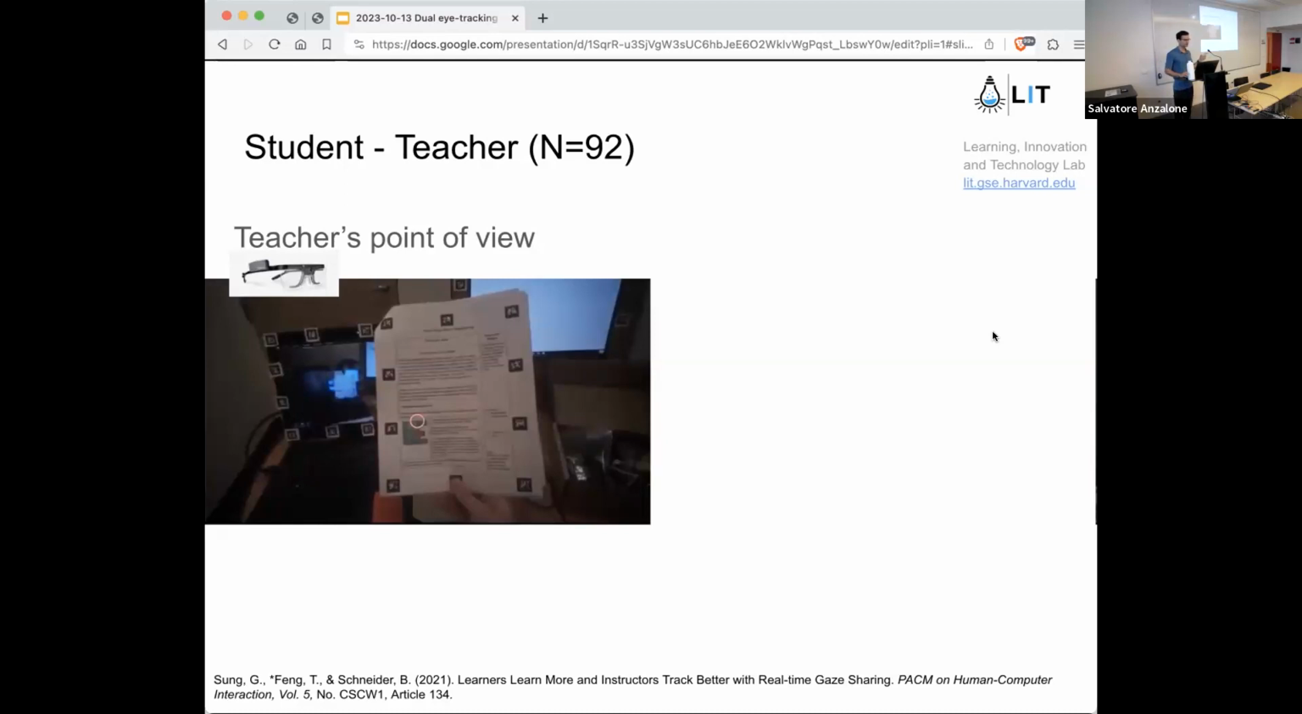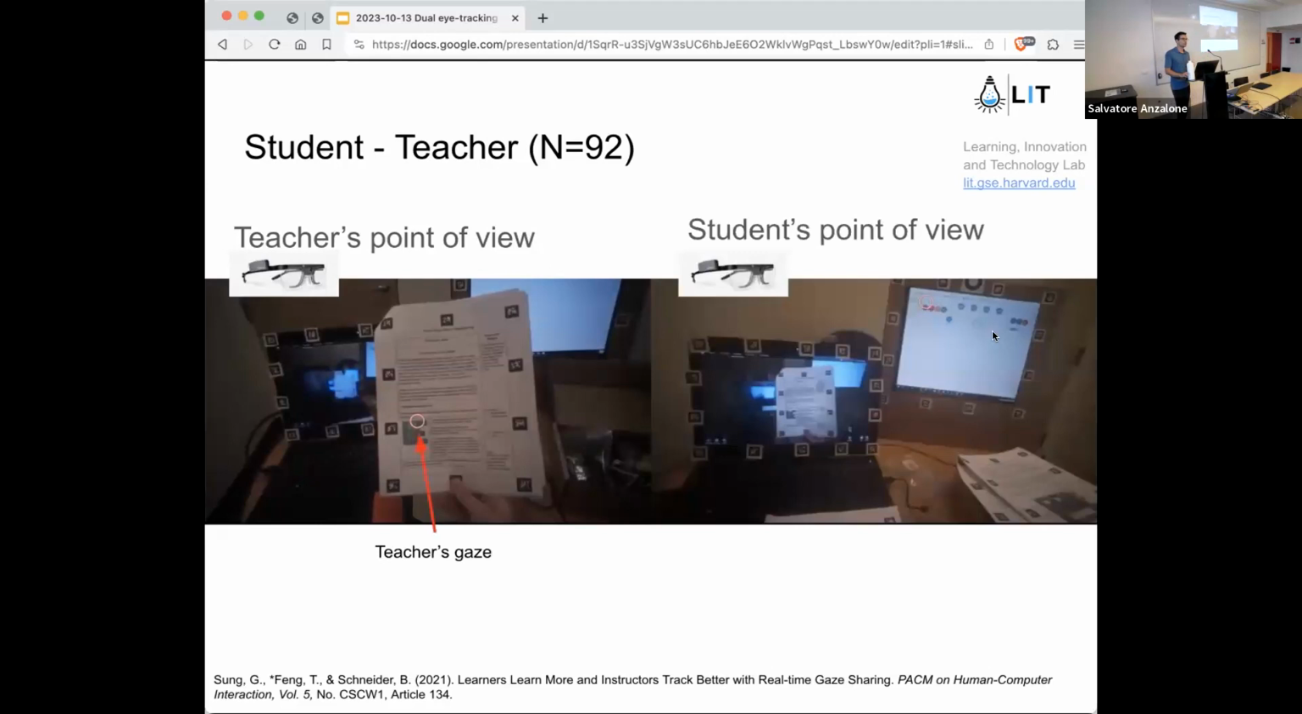This is the teacher's point of view. The teacher had a handout that they could follow if they wanted to. And this is the gaze in the eye tracking data. This is the student point of view, and you can see that the student has a laptop here. And the student can see the gaze of the teacher on the laptop. So they see a first-person perspective of the teacher, and they can also see these dots move around, indicating what the teacher was looking at.